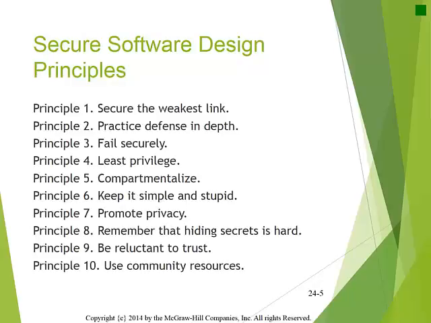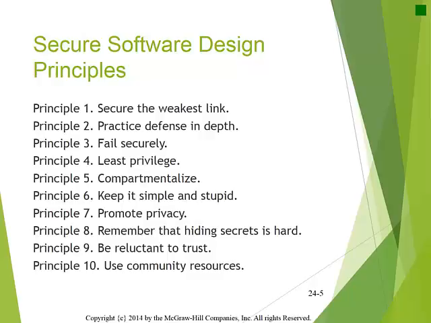Some secure software design principles to keep in mind when developing software are: Principle 1, secure the weakest link. Identify and strengthen the weakest parts of the system until an acceptable level of risk is achieved. Principle 2, practice defense in depth. Protect the system by layers of varied defensive strategies so that the system measures are in place to prevent a full breach in case other strategies prove to be inadequate.